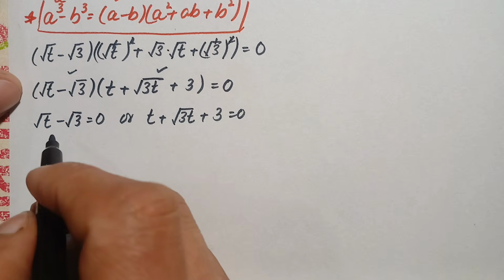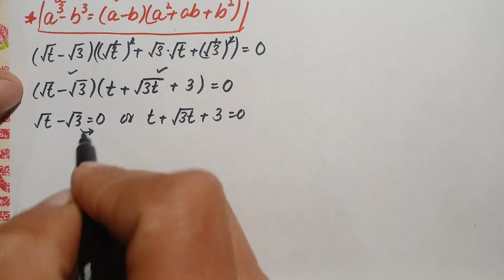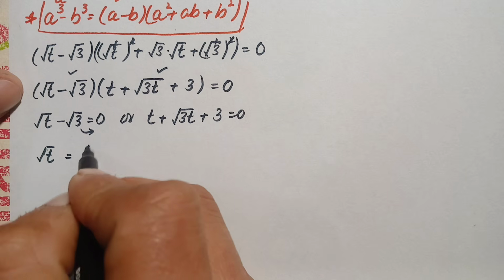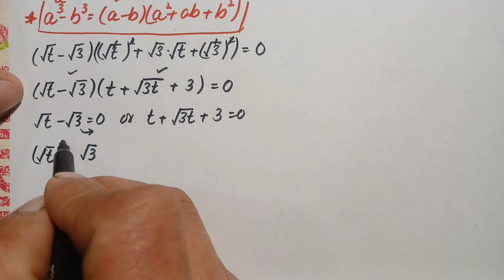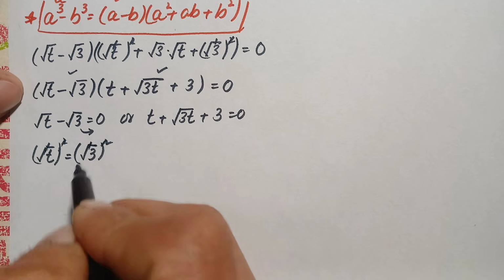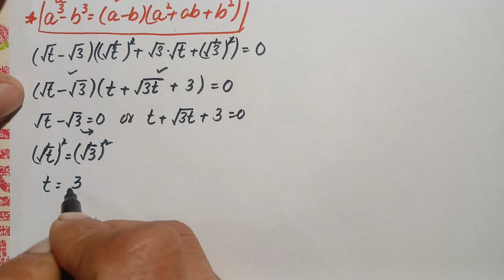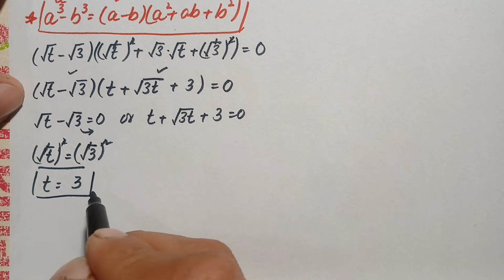Here first we will solve this one equation. So here we will move this square root of 3 to the right hand side, so it will become positive. This will become square root of t is equal to square root of 3. Now we will take square on both sides to eliminate square root from both sides. So this square and square root will be cancelled in both sides. So the value of t will become t is equal to 3. So t is equal to 3 is our first real solution.